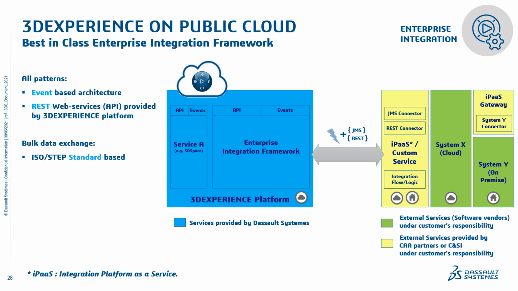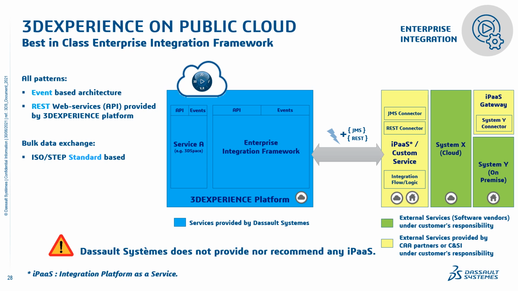That means that the Enterprise Integration Framework is publishing some events that any third party compatible with JMS standard can read. This framework provides API and events in order to build asynchronous interfaces. It is to be noticed that based on those events, the logic is run or managed by a custom service or an iPaaS that is under the customer's responsibility. iPaaS, which stands for Integration Platform as a Service, is not part of Dassault Systèmes offer. If necessary, it must be provided and managed by the customer or their CNSI.